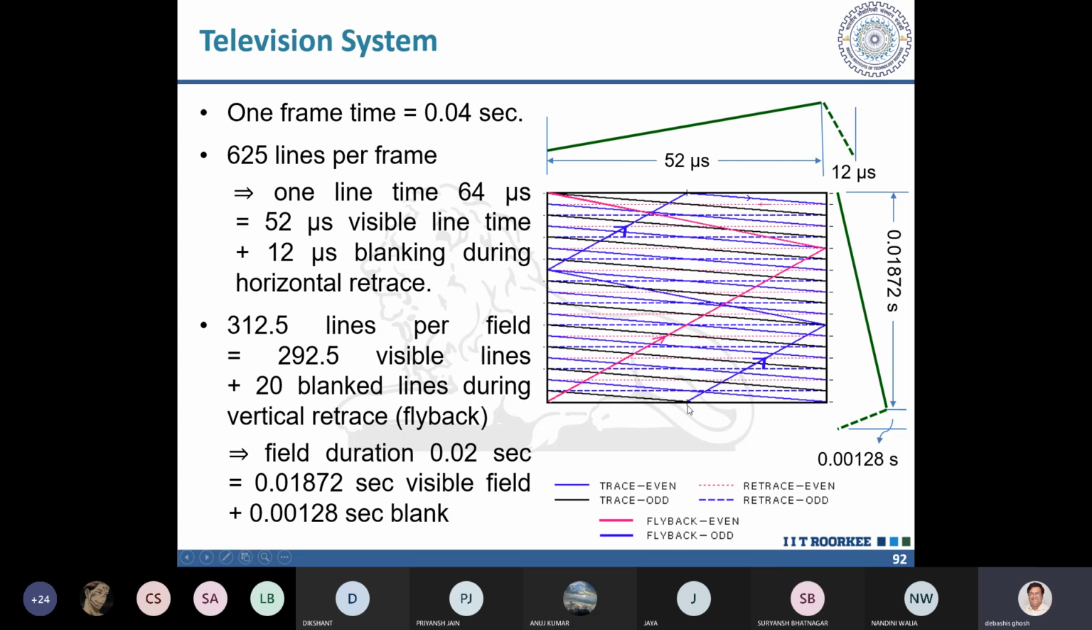That time you have to go back on top. Again, I am showing it here. This is the signal that will be applied to your plate for vertical deflection. So the scan beam will be going in the horizontal direction, and at the same time will be moving slowly in the vertical direction, and it will come here. Then for this 0.00128 second, that is the 20 line duration, it will go blank and fly back to the top.